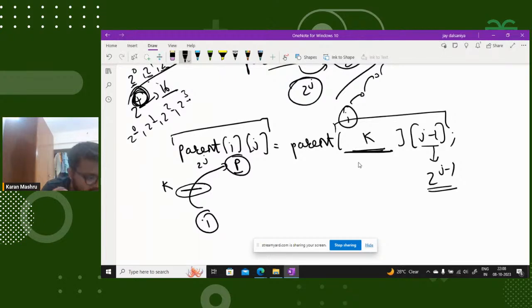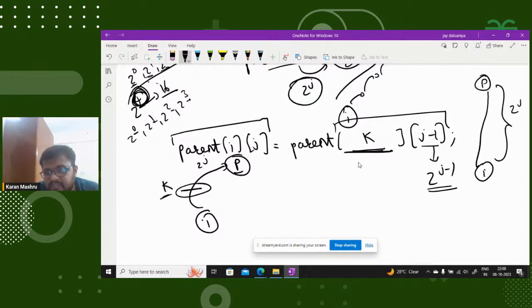Is this relation clear? What is K? K is the node which is at a distance 2^(j-1) from P. So basically this is P, this is I, and the distance between them is 2^j. K is the node which is at a distance 2^(j-1) from P. So parent of I, which is at a distance 2^j, that is P, is equal to parent of K, which is at a distance 2^(j-1), which is also P. Is this clear?